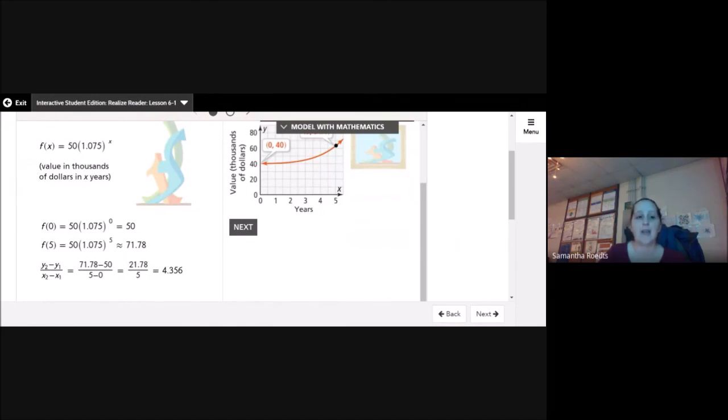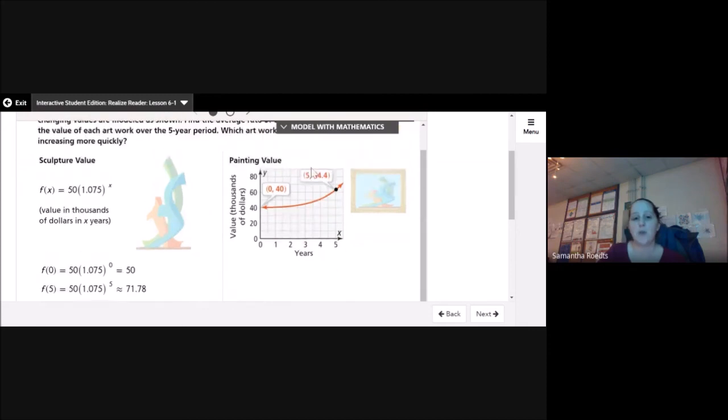71.78. Okay, then I subtract the rate, find the rate of change or the slope. So 71.78 minus 50 over 5 minus 0, that's the change in years, which gives me 21.78 over 5 or 4.356. So it changes about $4,000, a little over $4,000 every year.